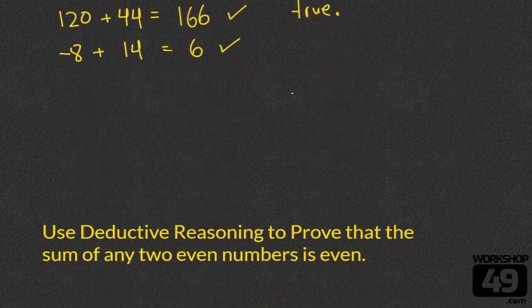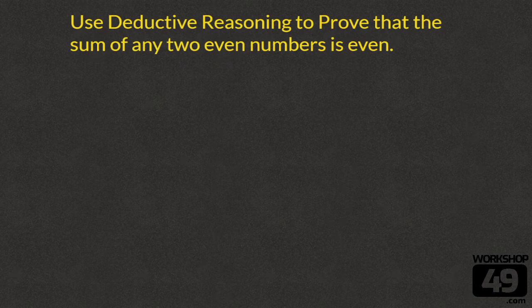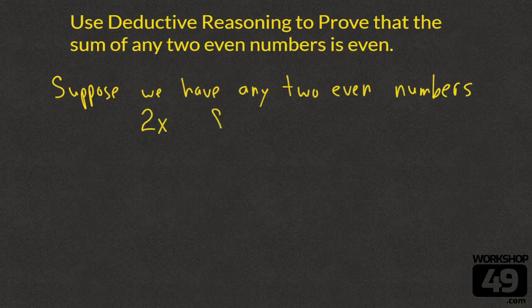But let's take a look at what deductive reasoning does. In deductive reasoning, we're not just demonstrating if it's likely true, we're going to prove that it is true. And here's how we're going to do this. Suppose we have any 2 even numbers. And instead of just guessing 2 even numbers, we're actually going to use variables. And we're going to say 2x and 2y.